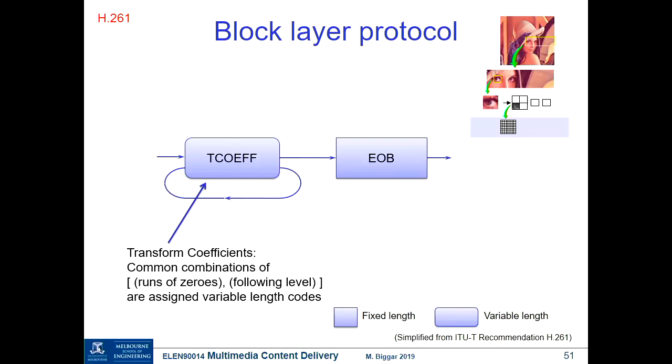There are some ways of representing the transform coefficients a little bit more efficiently, just from observing common patterns, such as it's common that we have a certain number of zeros followed by some level. So those combinations are assigned variable length codes using Huffman code type techniques. Okay, end of block.